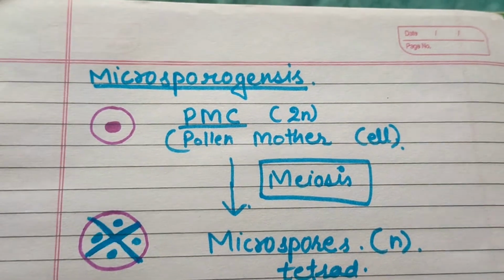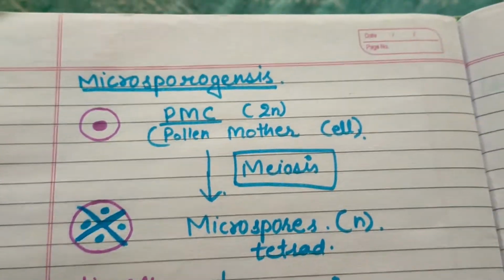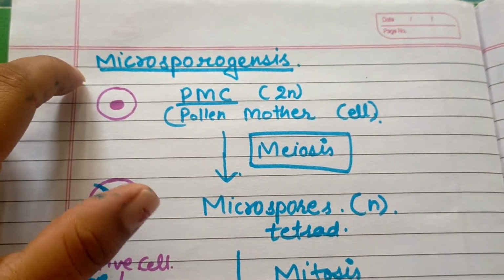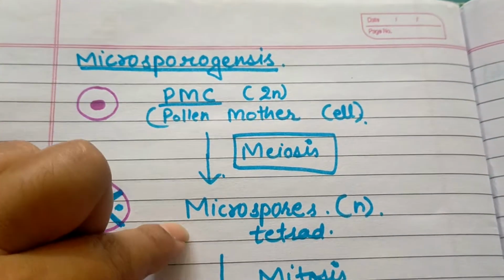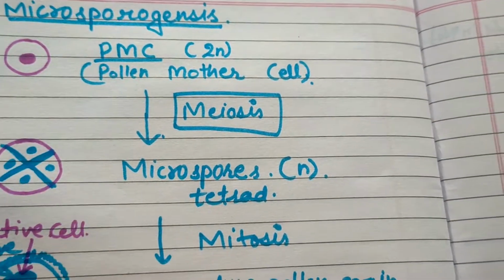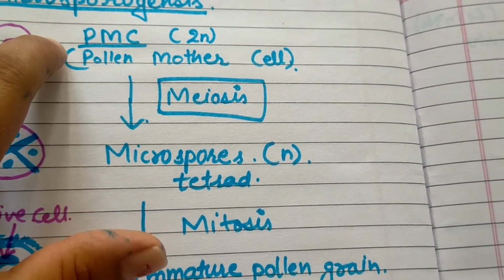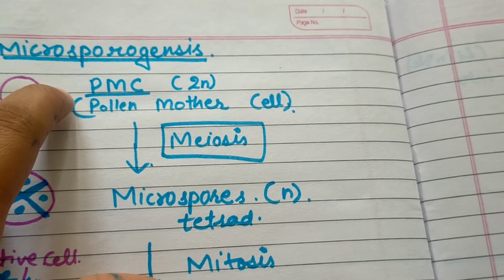microsporogenesis. What is microsporogenesis? I just want to tell you this term. You need to remember microsporogenesis. Microsporogenesis is actually the formation of microspores, the formation of microspores from the pollen mother cell. That is called microsporogenesis.